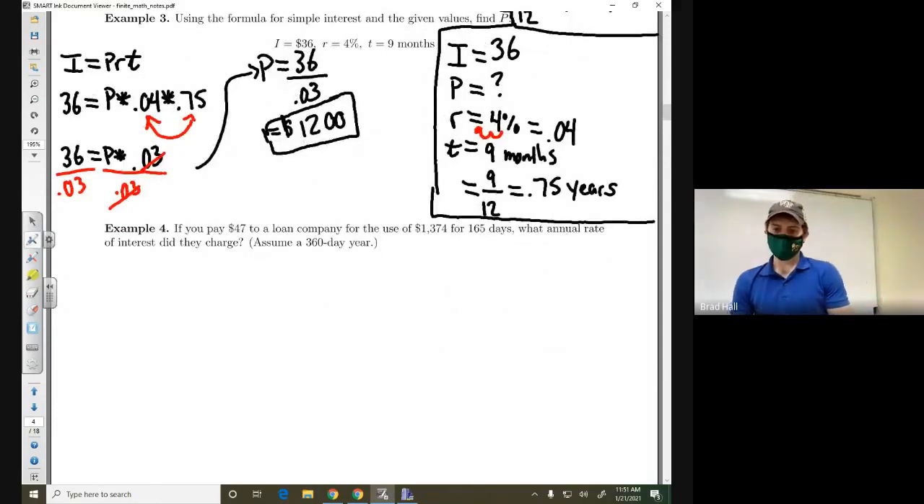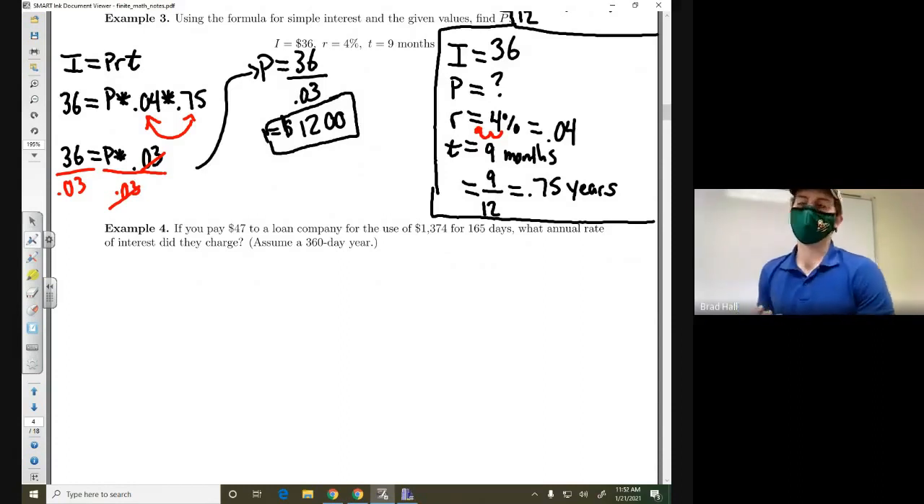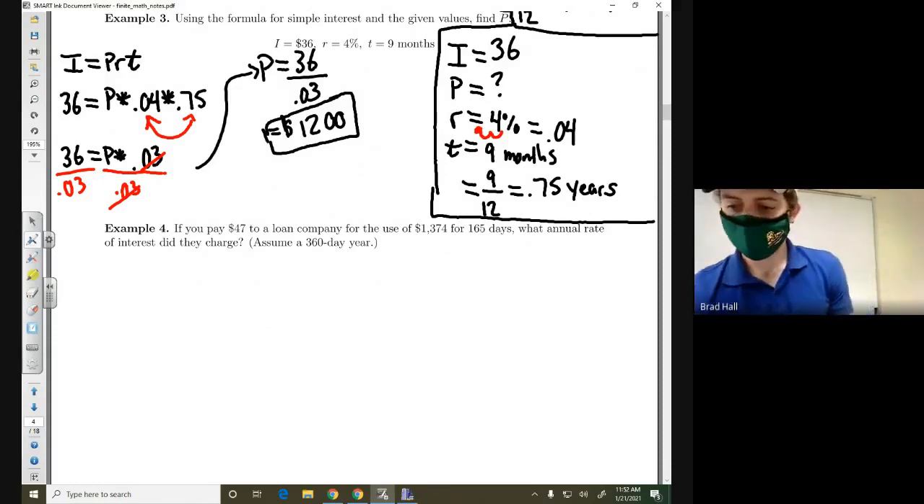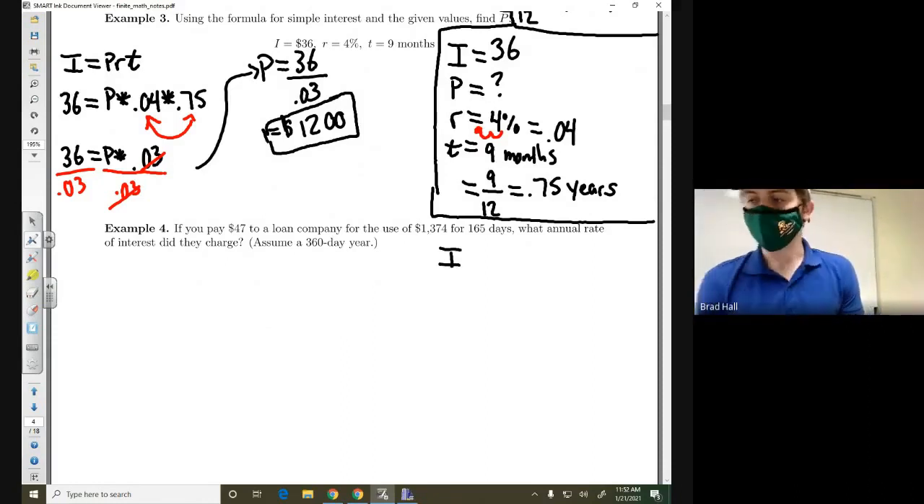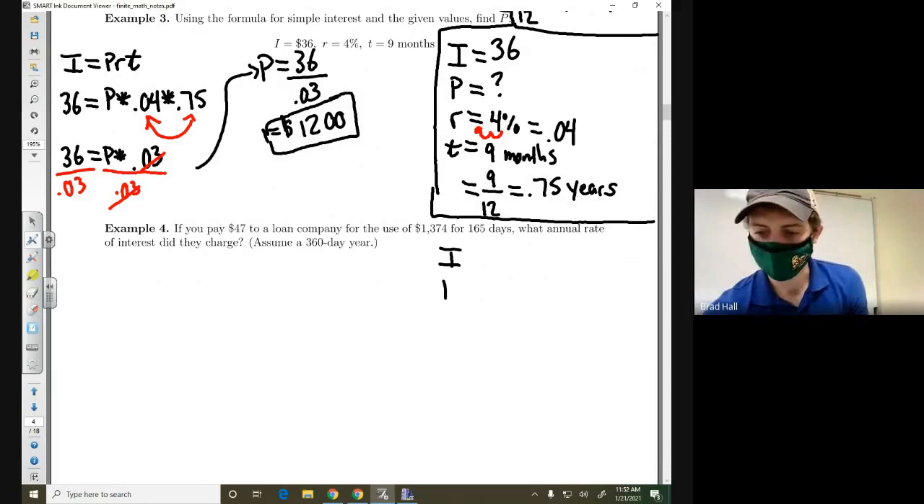If you pay $47 to a loan company for the use of $1,374, for 165 days, what annual rate of interest did they charge? And assume a 360-day year. A lot of interesting information here. Let's break down the problem, because this one's a little bit more difficult, because now they're not telling us which one is which, and we have to figure them out on our own.